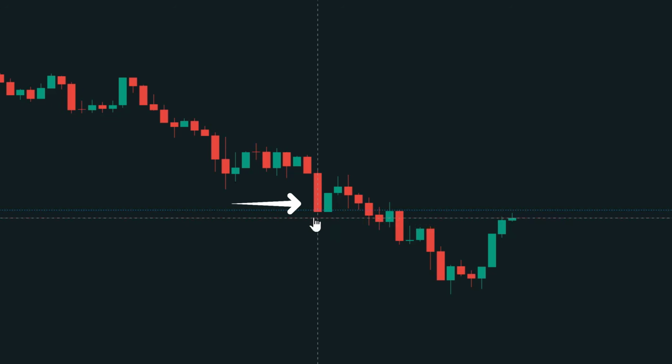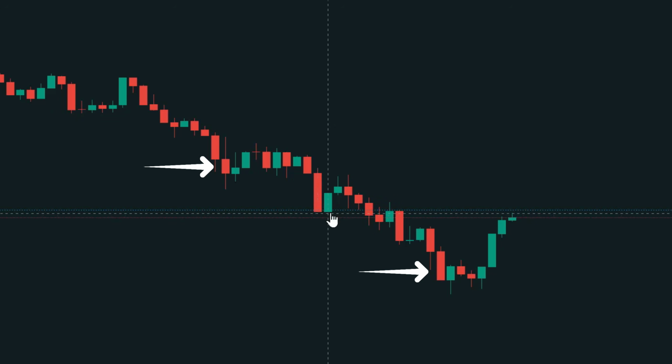Look at this example on the chart. Big red candle, followed by a green candle with a matching open. And here too, the same pattern, repeating like a hidden rhythm in the market. Once you identify this setup, here's the next step.